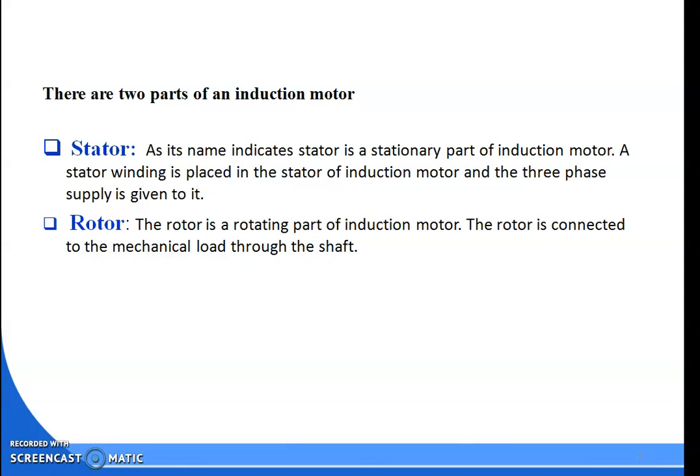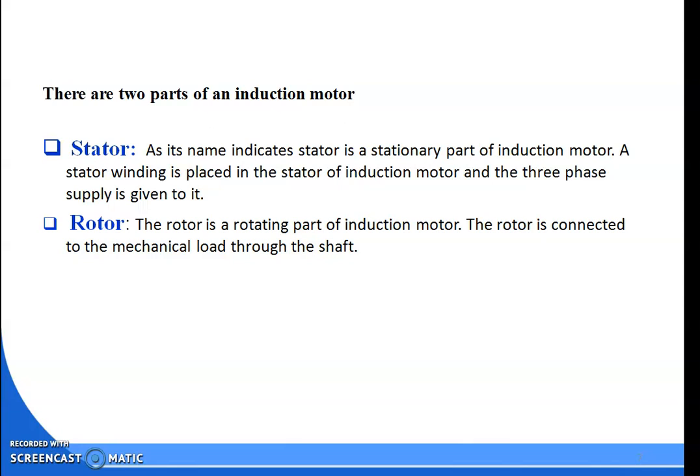So, always remember, first point is stator is the static or stationary part of the motor. It is placed in the stator of the induction motor. The stator winding is placed in the stator, and to this stator winding supply is given. Okay. As it is a motor, it always needs a supply. Clear?